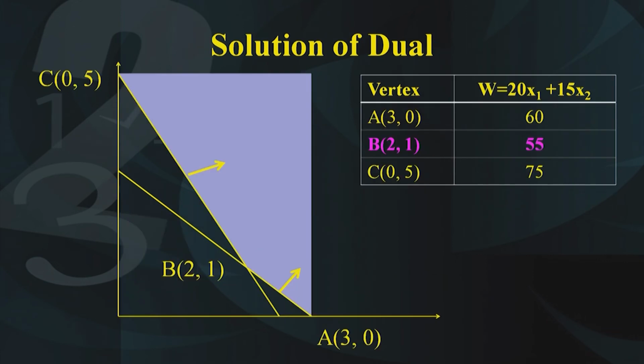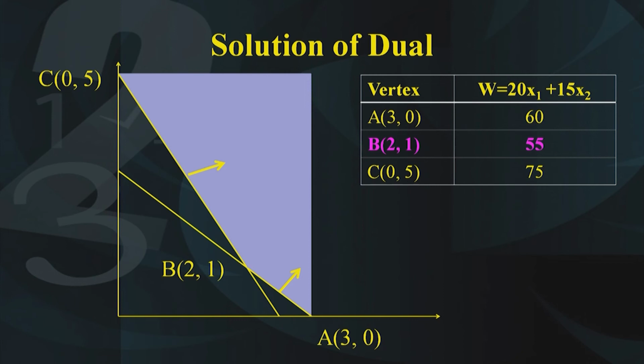Next, let us look at the solution of the dual. This is the solution of the dual, and as you can see the feasible region is unbounded, but because the objective function of the dual is minimization, the minimum occurs at the point B, which is nothing but 2,1, and its objective function value is 55. So, looking at these graphical solutions, we know the solution of the primal and the solution of the dual, and we know that their objective function values are the same, 55.